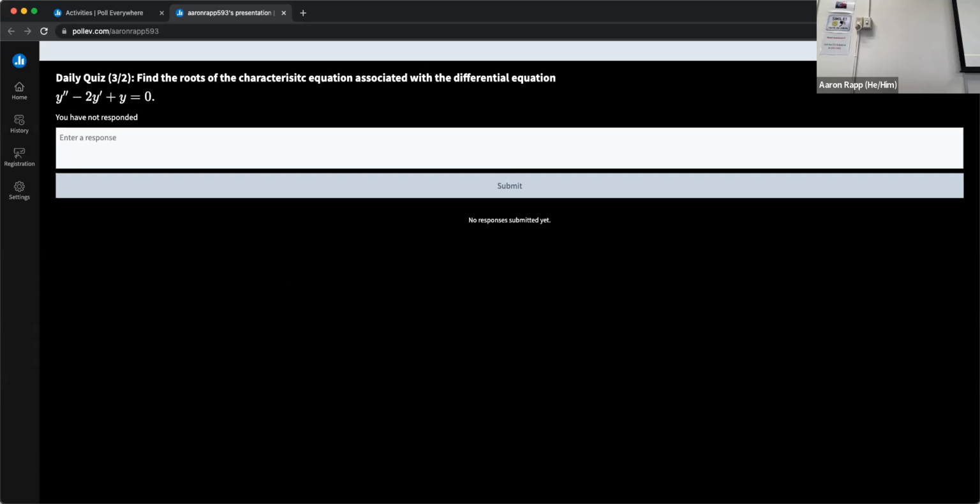I should put the S in parentheses on roots because as we saw, there might be multiple roots, there might just be one root. There might be one root, there might be two roots. I'm not asking you to solve the differential equation. Okay, I'm not asking you to solve it. Just find the roots of the characteristic equation.